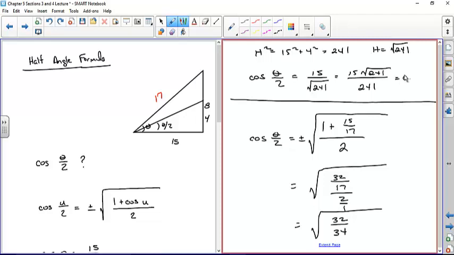Okay, so this is 0.966. And if I do this, 32 divided by 34, take a square root, I don't get the same answer. So I've done something wrong here. So let's think about what I did. Well, let's first check the first triangle. 15 squared plus 8 squared is 289. Take the square root, which is 17. Okay, so that makes sense.